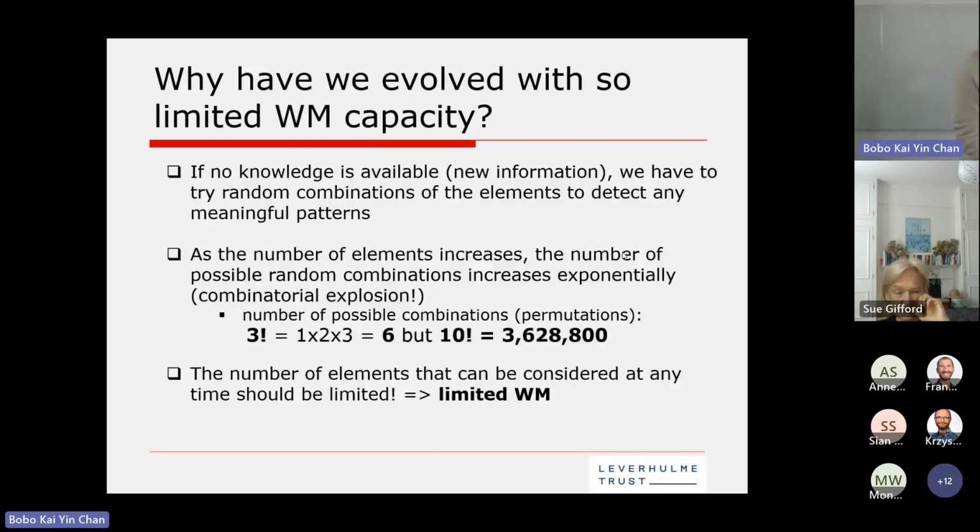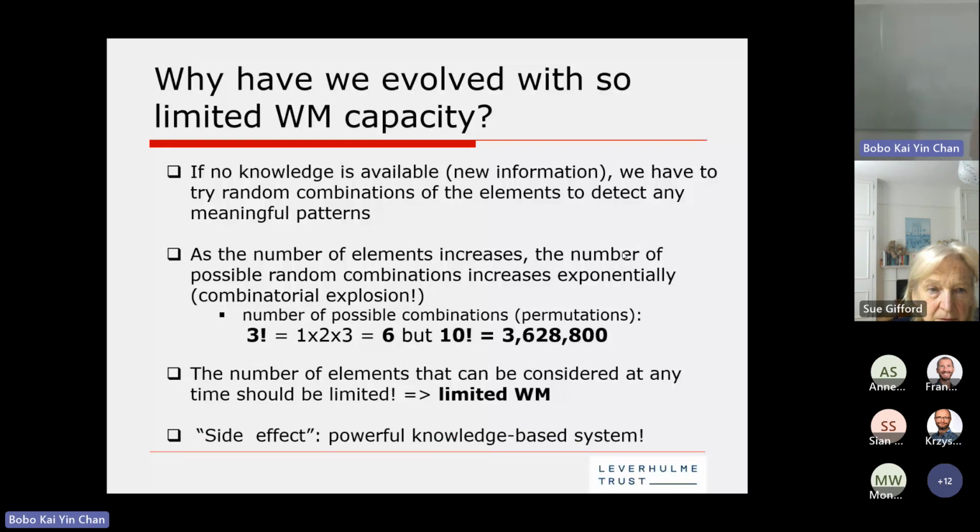So, in a way, the number of elements that could be considered at any time should be limited. Therefore, we evolved with that limited working memory capacity. On the other side, that has an important and useful side effect that triggered the generation of the powerful knowledge-based system that we have, because our knowledge base allows us to get around those limitations. So there is a very good and effective side effect of that limited working memory capacity, because we evolved to compensate for it by developing a huge knowledge base.